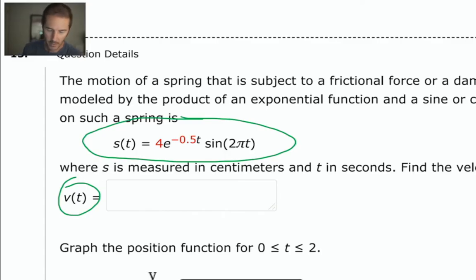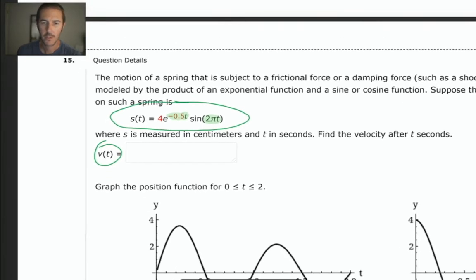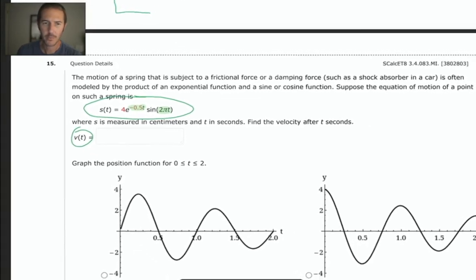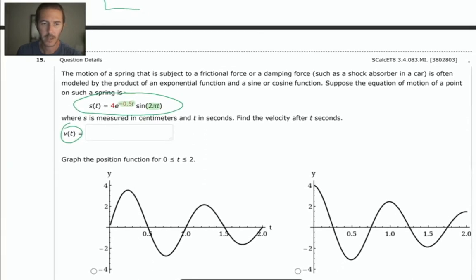I'll work on that. Double chain rule. You'll need to use the chain rule here when you're taking the derivative of e to this power, and you'll have to use the chain rule when you're taking the derivative of the sine function, because you'll have to multiply by the derivative of that inner function, 2 pi t. And then just clean it up a little bit if possible. It probably won't involve a lot of cleanup.